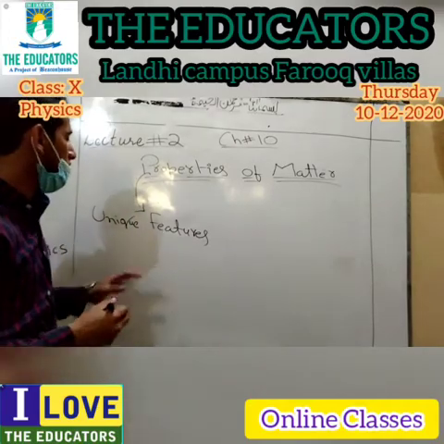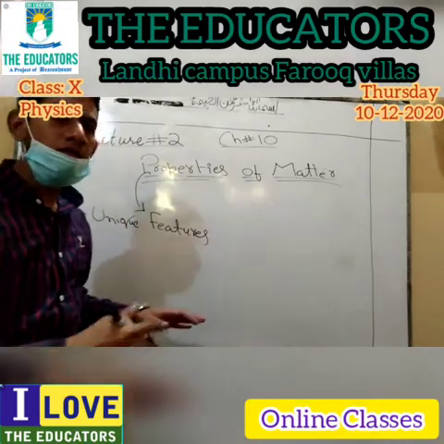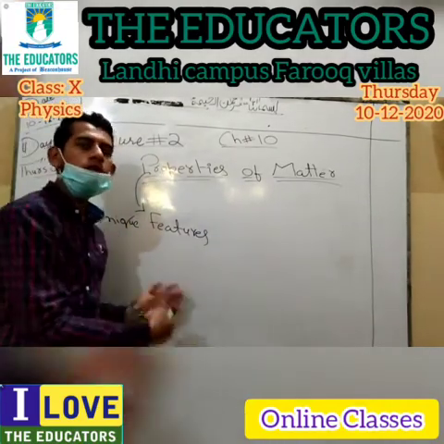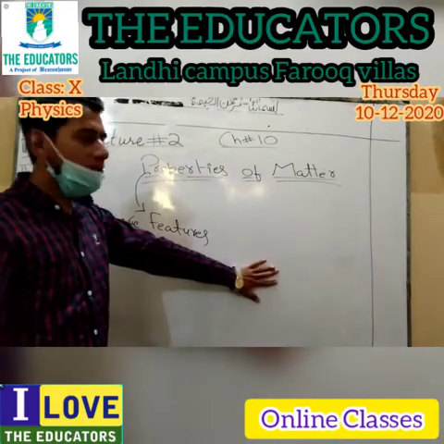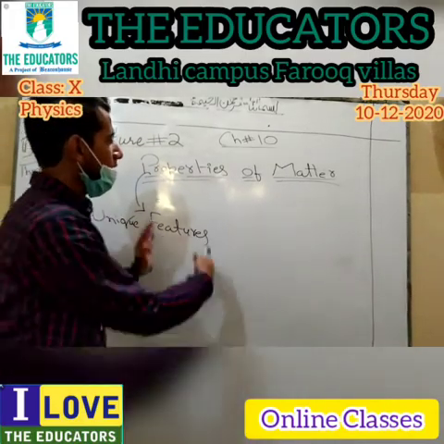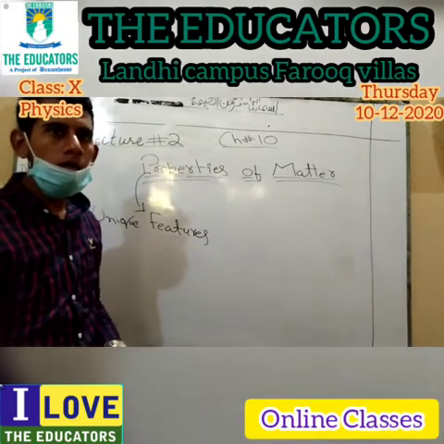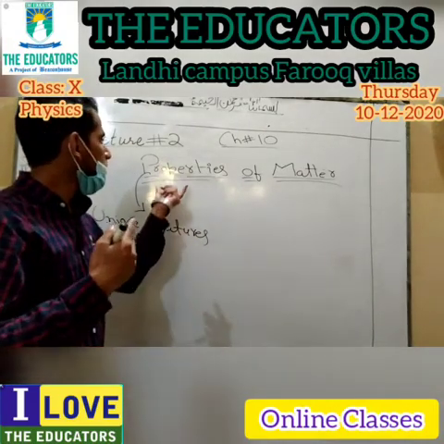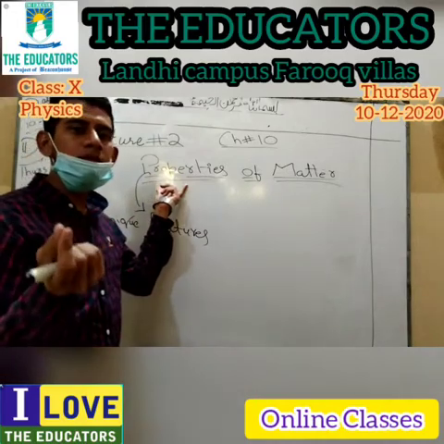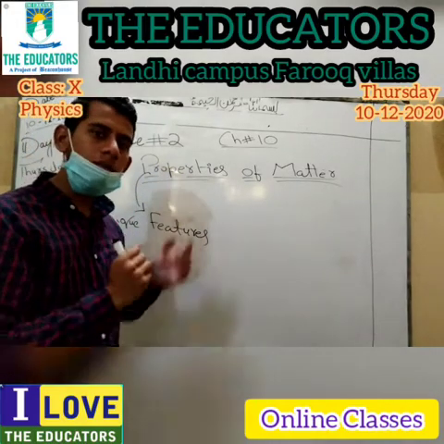Some unique features of a body. For example, if we talk about this whiteboard here, what are its unique features? It's smooth and plain, it's clean, it has a large area. So these are the properties of this whiteboard. This is property: some unique features associated with a body.